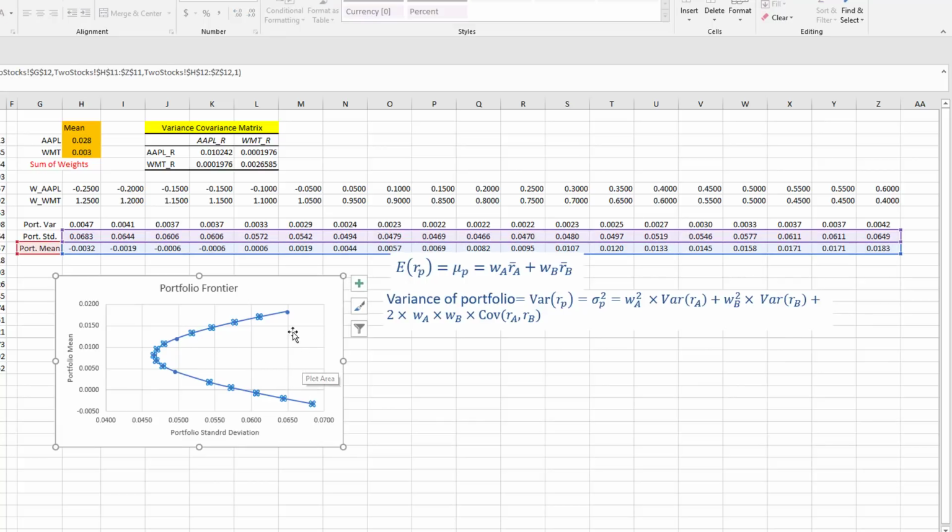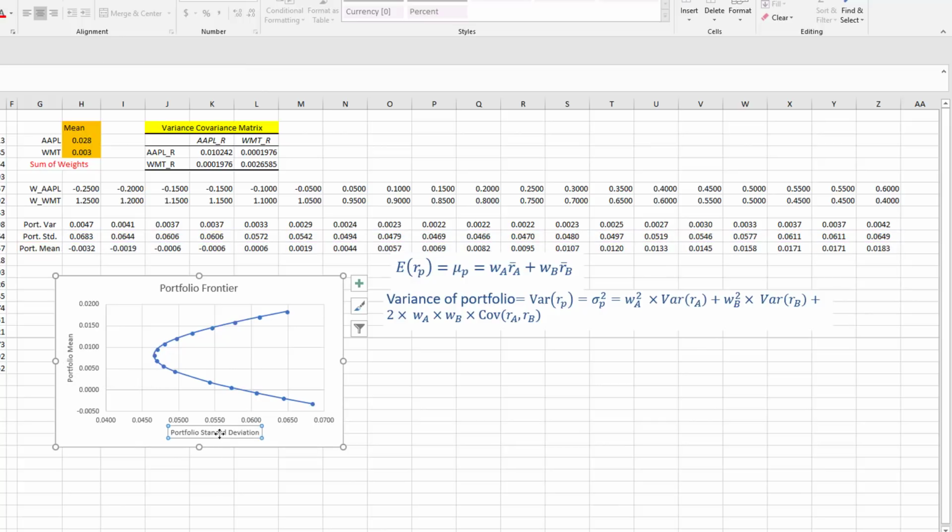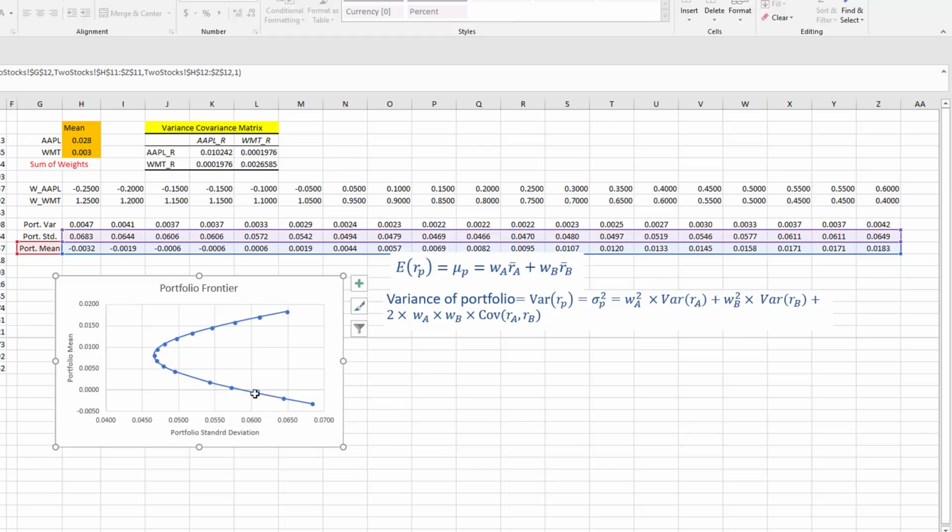That means portfolio frontier is a graph that shows the relationship between the portfolio standard deviation, which is a measure of risk, and portfolio mean, which is a measure of return. So each point on this portfolio frontier represents a combination of return and risk. Any points in the lower part of this curve give lower return for the risk you take as compared to points on the top part of this curve. For example, I want to focus on the second point from the top right corner here. The portfolio mean for that is more than 0.15%.